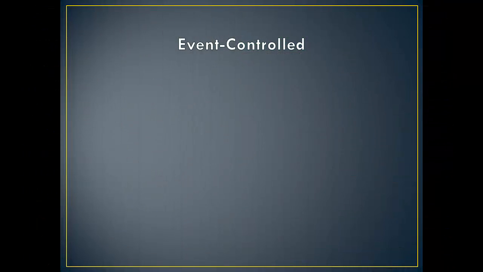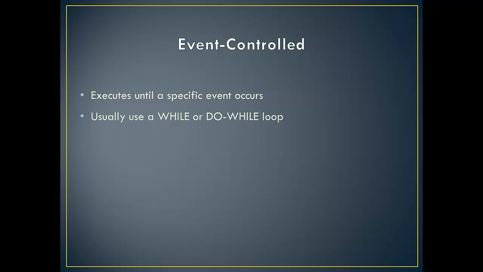An event-controlled loop continues to execute until a specific event occurs. A desired number may be reached, or maybe an error gets thrown. A good example of this is trying to get valid input from the user, since we won't continue until they've input a number that we like. Instead, we continue to loop until they put an input that meets our criteria. Event-controlled loops usually use a while or do-while loop.